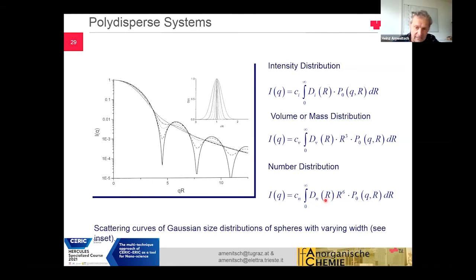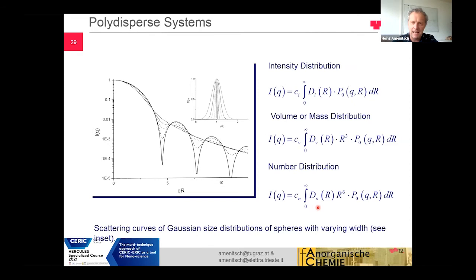There is only a small contribution to the intensity from the small particles. So if people are calculating the number distribution of your sample from small-angle scattering, you have to be aware that you are mainly measuring the large particles, and the contribution of the small particles to the size distribution is really negligible. Okay, this is something important. I want to give you a take-home message.